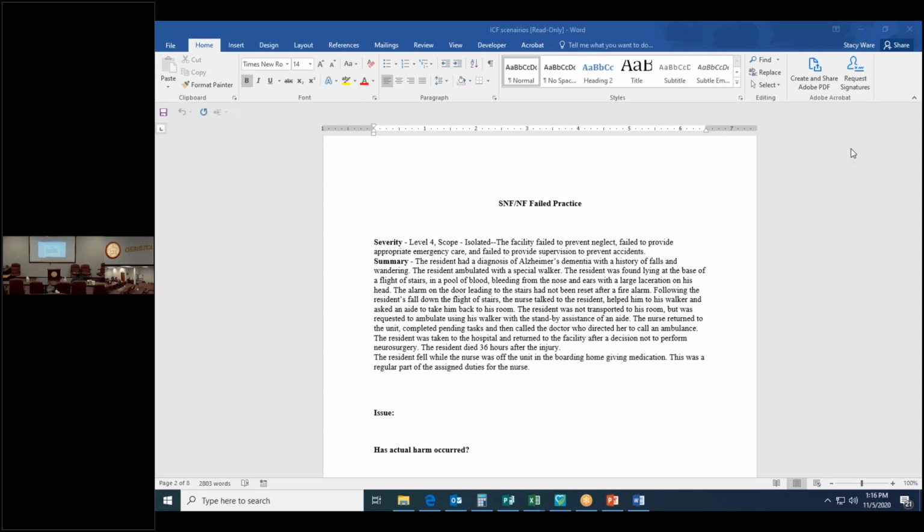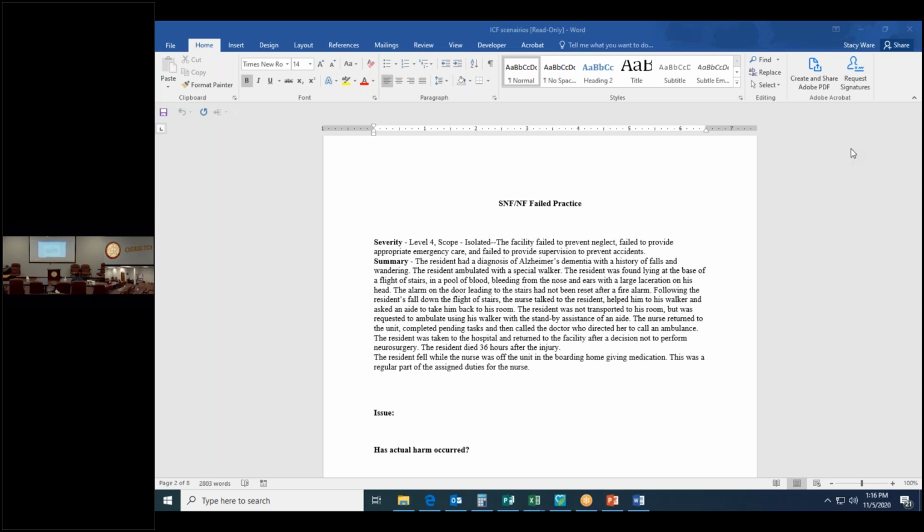Severity level 4, scope isolated. The facility failed to prevent neglect, failed to provide appropriate emergency care, and failed to provide supervision to prevent accidents. Summary: The resident had a diagnosis of Alzheimer's dementia with a history of falls and wandering. The resident ambulated with a special walker. The resident was found lying at the base of a flight of stairs in a pool of blood, bleeding from the nose and ears with a large laceration on his head.